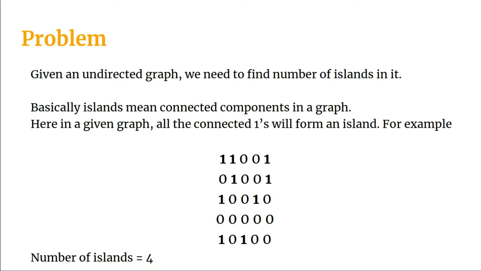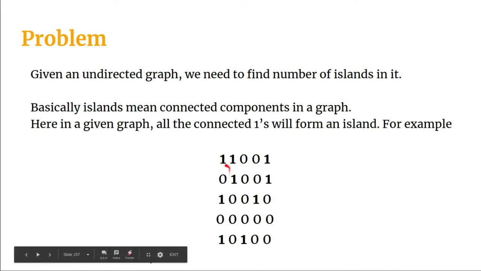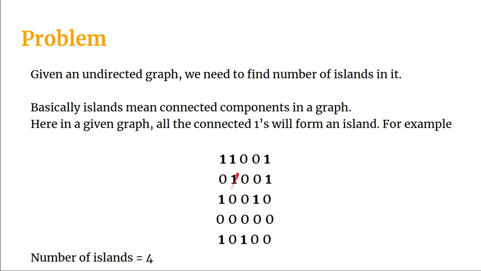And in this graph you can see the number of islands is equal to 4, that is, the number of connected components is equal to 4. I'll show you here. See this one, this one, this one, and this one. These ones are all connected to each other. This is connected to this one, and this one is connected to this. Otherwise, none of these four ones have any more ones as their neighbor. So this is one connected component, or one island.